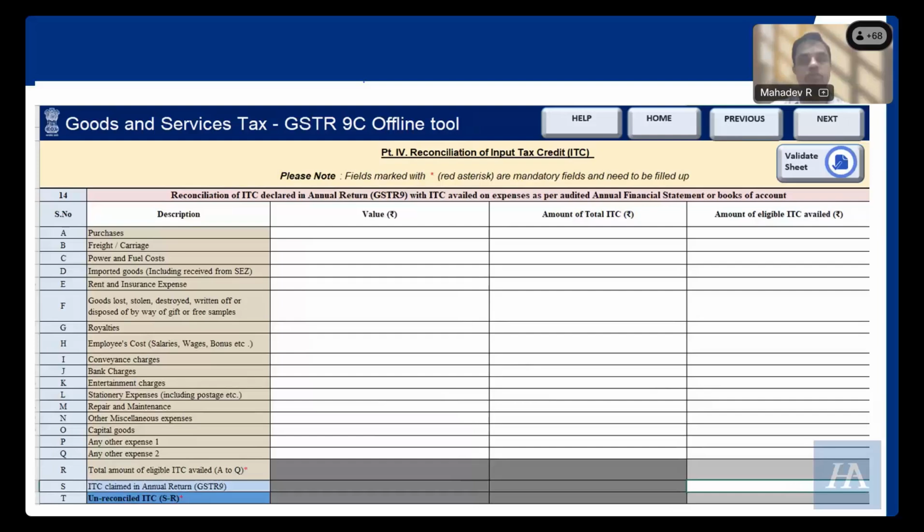Table 14, this is what I was mentioning. So these are the tables. This is one of the tables which is optional as of now. When it is made mandatory, then it is going to be a very, very tough exercise.